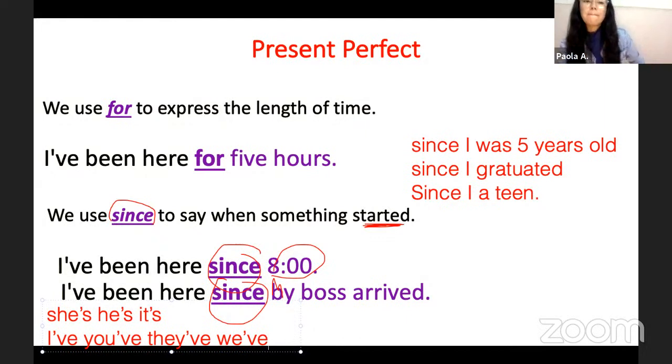And that's the use of for and since. Sometimes we get confused because they're very similar. However, the best way to make a difference between them.